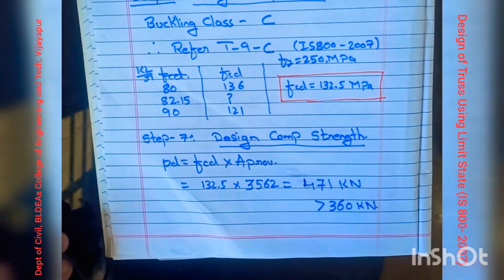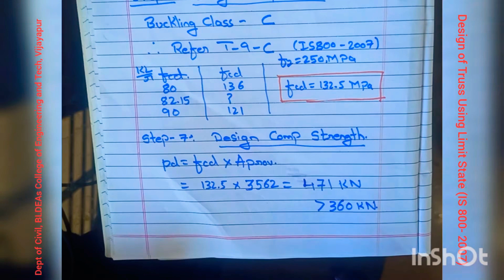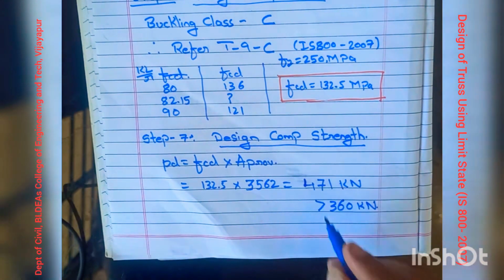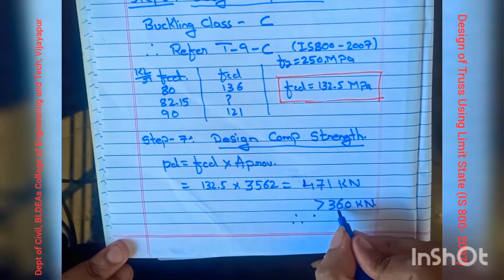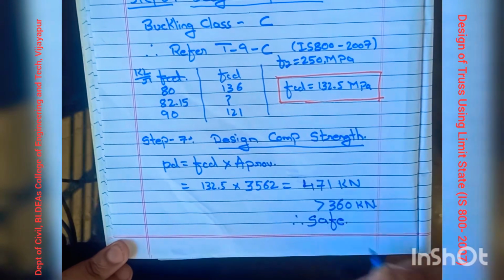The load coming on the rafter, that is, the load coming on the compression member, was 360 kilonewton. The section which we are providing has a load carrying capacity of 471 kilonewton. So therefore it can safely take a load of 360 kilonewton. So therefore it is safe.